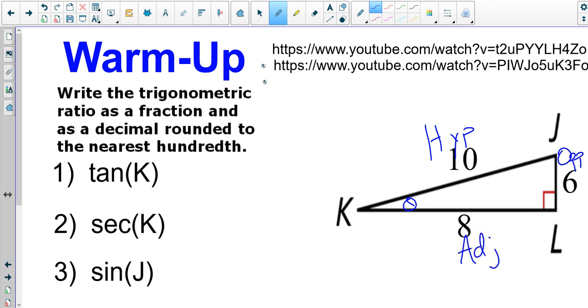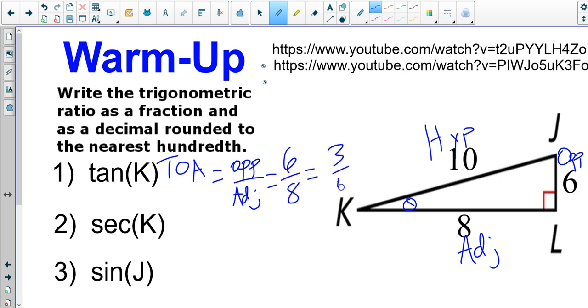So for the tangent of K, remember SOHCAHTOA. TOA is TOA. So tangent of K is opposite over adjacent. So the opposite is 6. The adjacent is 8. So we'd have 6 over 8. And we always simplify our fractions. So that answer would be 3/4.